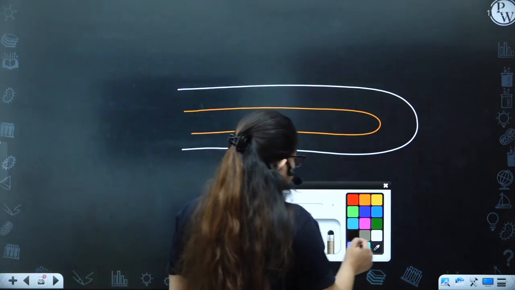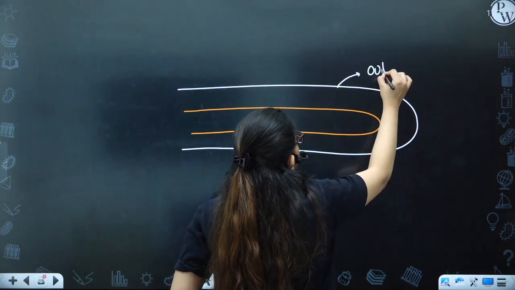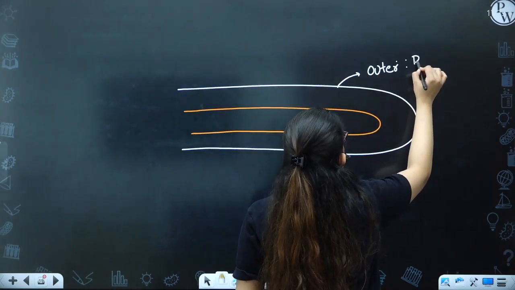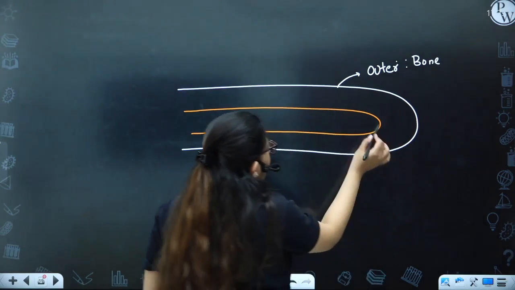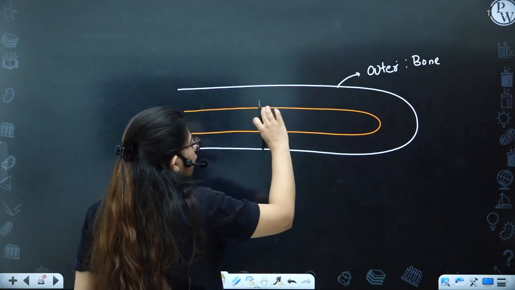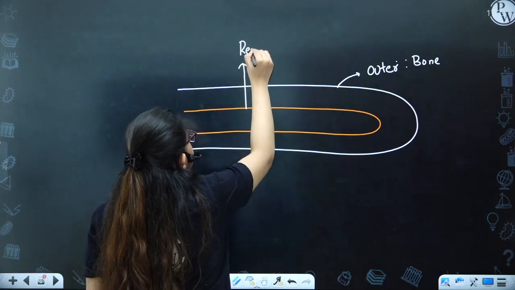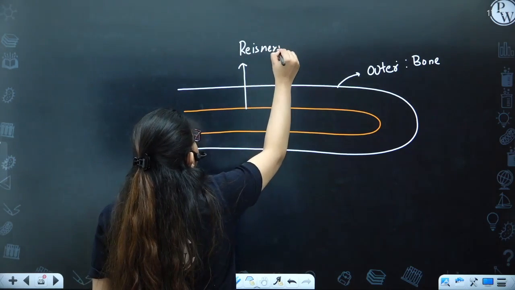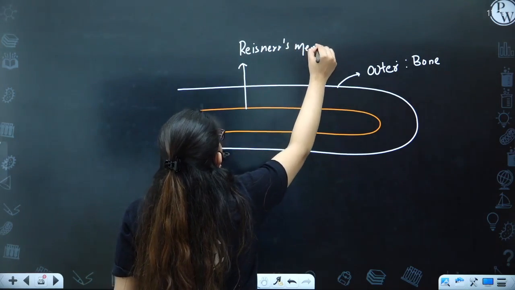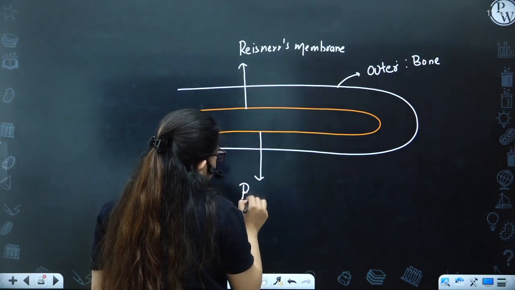So externally, you will see this portion. This is a bony portion, the outer portion. This is made up of bone. Okay, and here we have this portion which are membranes. Now what is the name of these membranes? This membrane's name is Reissner's membrane, and the name of the membrane below is the basilar membrane. What is its name?